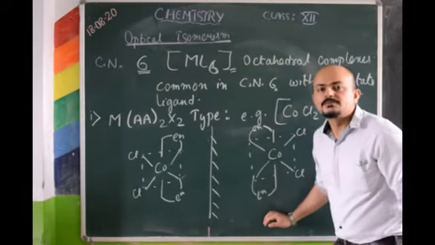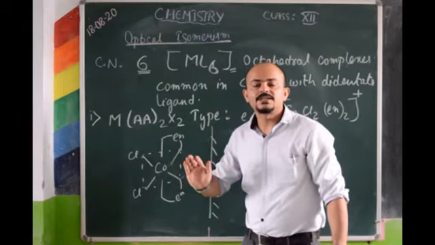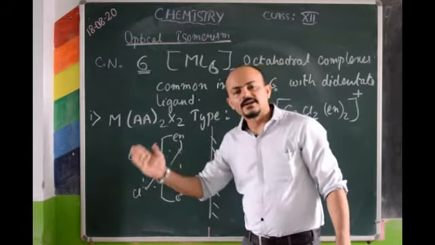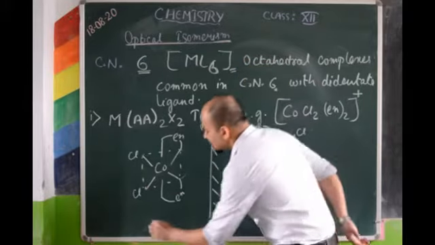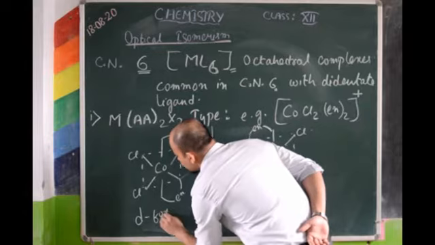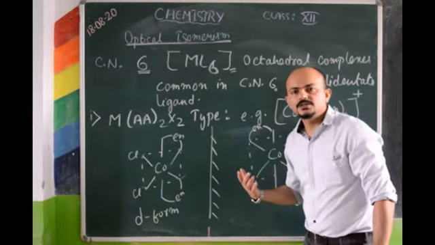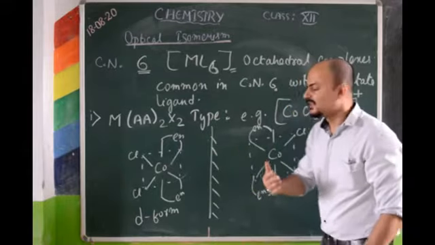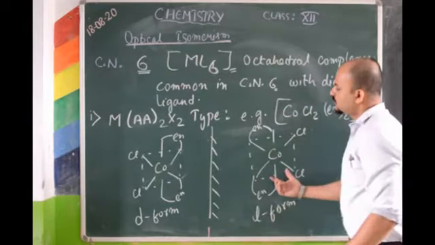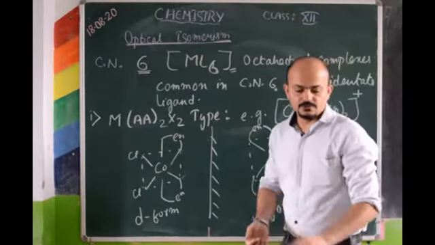Therefore, now they are optically active. The one that rotates the plane of polarized light towards the right hand side is the dextro-rotatory form. This is the D form. And if it rotates the plane of polarized light towards the left hand side, then that is the L form. So these two are optical isomers of each other. This is one of the examples. Let's discuss more examples.